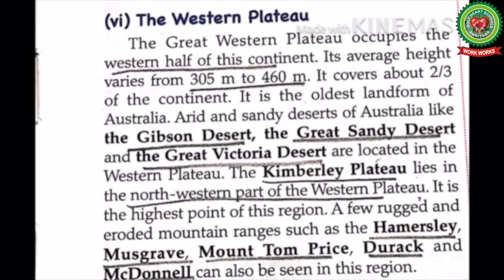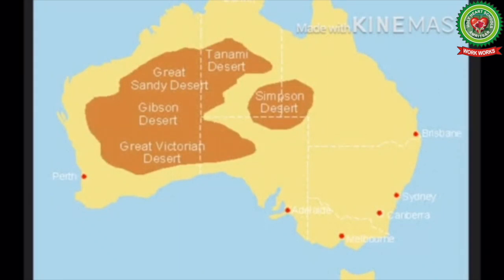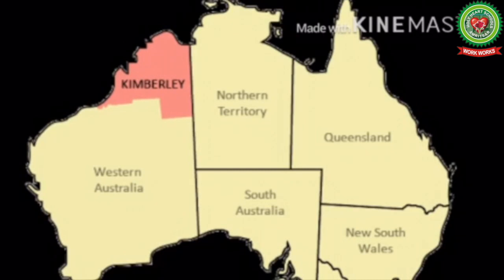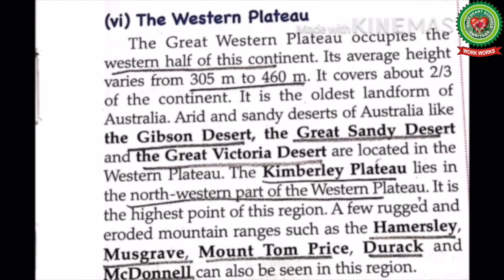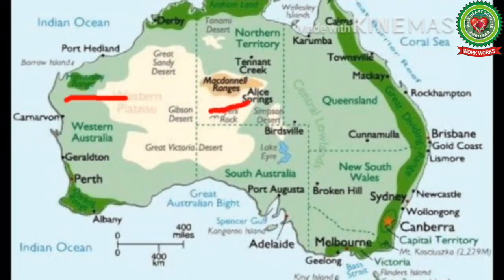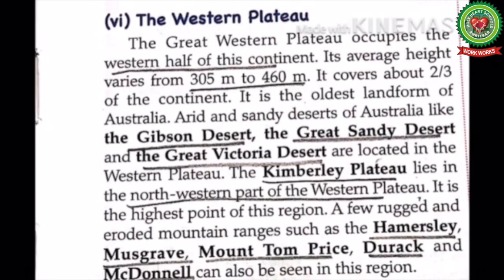It is the oldest landform of Australia. Arid and sandy deserts of Australia like the Gibson Desert, the Great Sandy Desert and the Great Victoria Desert are located in the Western Plateau. The Kimberley Plateau lies in the northwestern part of the Western Plateau. It is the highest point of this region. A few rugged and eroded mountain ranges such as the Hamersley, the Musgrave, Durack and MacDonald can also be seen in this region.